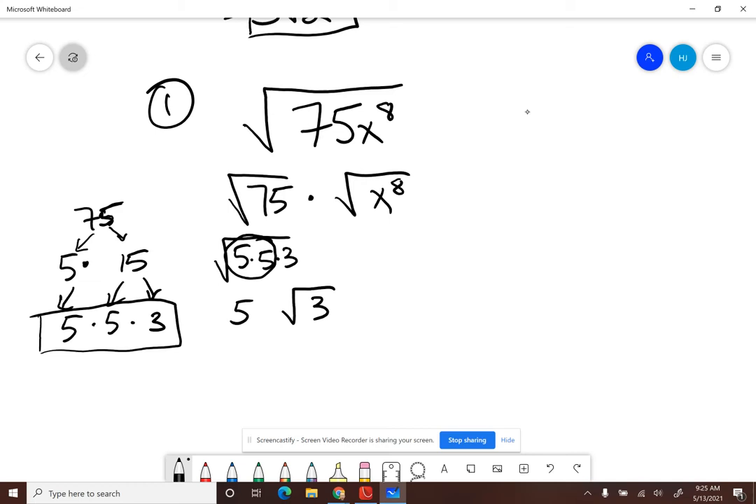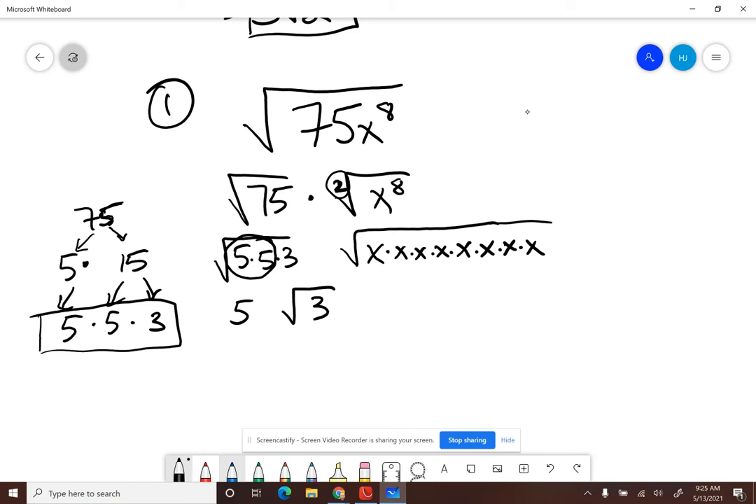So now let's look over here at what we have with the square root of x to the 8th. Remember we said that this is a square root, even though it's not really there. We don't usually write it there. It's understood that there is a 2 right here, okay? So what I want you to think about is, let's just expand this out, okay? X to the 8th is the same thing as x times x times x times x times x times x times x times x. Wow, 1, 2, 3, 4, 5, 6, 7, 8. There they are, okay?